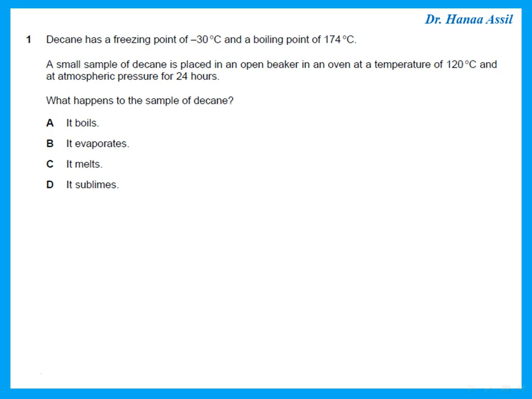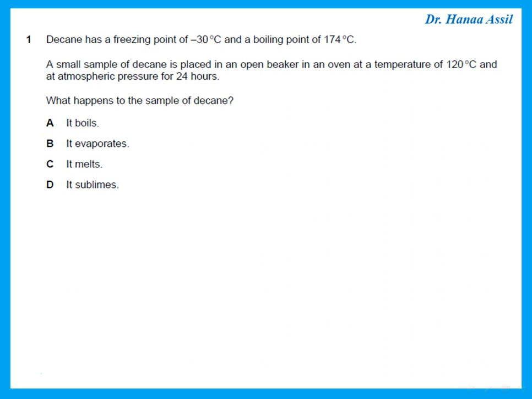The first one says decane has a freezing point of -30 and a boiling point of 174. Now, a small sample of decane is placed in an open beaker in an oven at a temperature of 120. What happens to the decane?